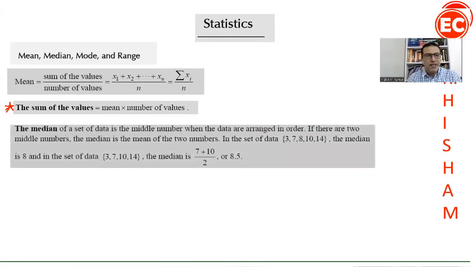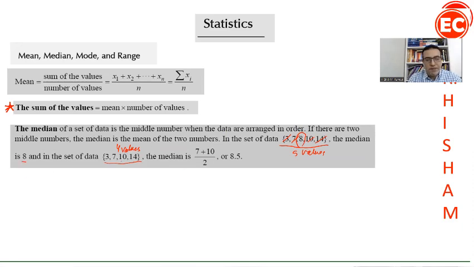Then the median is the middle number, the middle value, of a set of data. We have two sets of values here: 3, 7, 8, 10, and 14, which consist of 5 values, and another set, 3, 7, 10, and 14, which consist of 4 values. In case of 5 values, we cancel the first 2 from each side, so the number in the middle represents the median. So the median here is equal to 8.